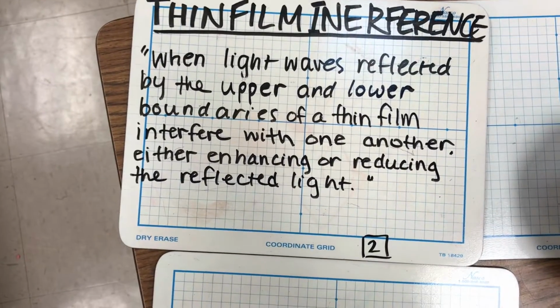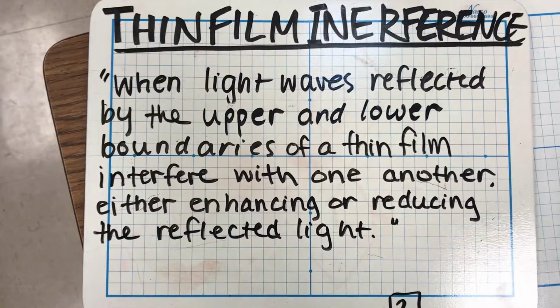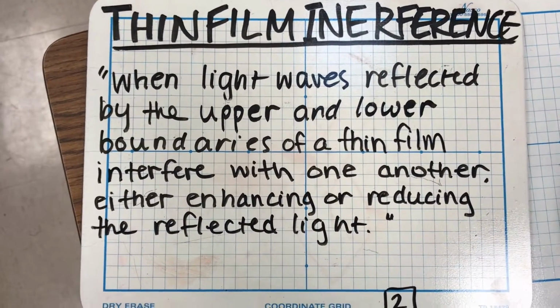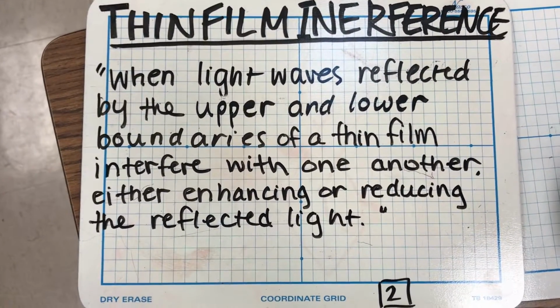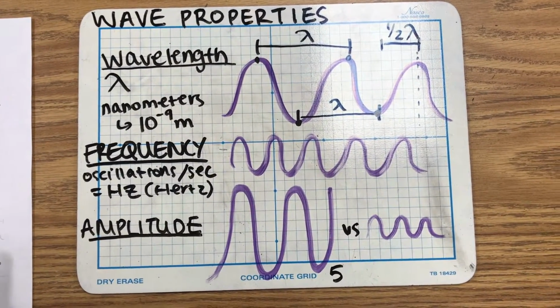Thin film interference is when something happens because of the wave nature of light. It's when light waves are reflected by the upper and lower boundaries of a thin film and they interfere with one another, either enhancing or reducing the reflected light. Because light moves as a wave, that means it has certain properties and specific behavior.